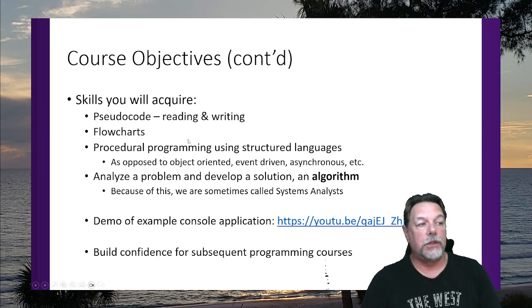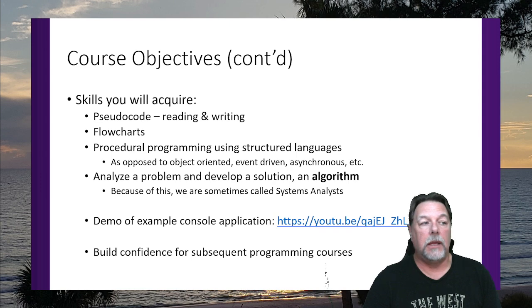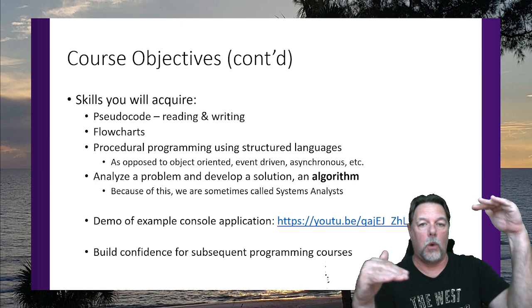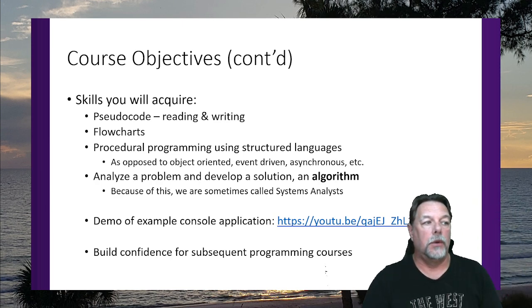They're ways to express an algorithm, but one is text and the other one is a diagram. We're going to learn procedural programming using structured languages, namely Python. And when I say that, I'm making a distinction between object-oriented, event-driven, asynchronous, etc. You can Google what those words mean if you don't know. But I'm trying to be very precise in my words there to limit the scope of the class to let us focus on things instead of just going this direction and that direction and confusing you.